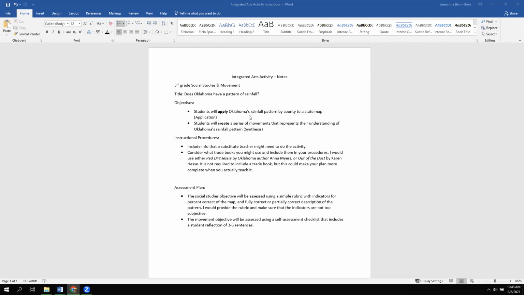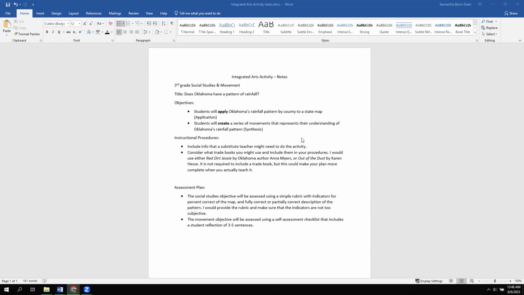And there is a rainfall pattern to Oklahoma, in case you didn't know that. So they would have to determine that, and then they would have to be able to state what the pattern is. Then the arts piece comes along with the next part, creating a series of movements that represents their understanding of Oklahoma's rainfall pattern. And this is where they are synthesizing their knowledge to create something. So this is a higher level even than apply.